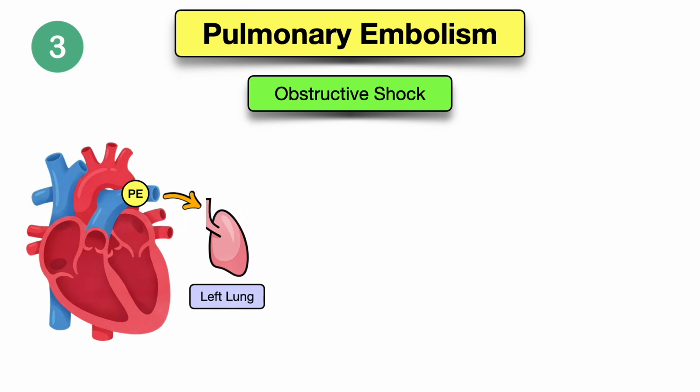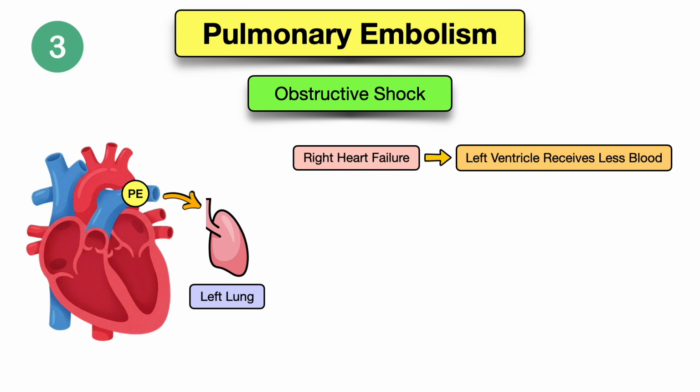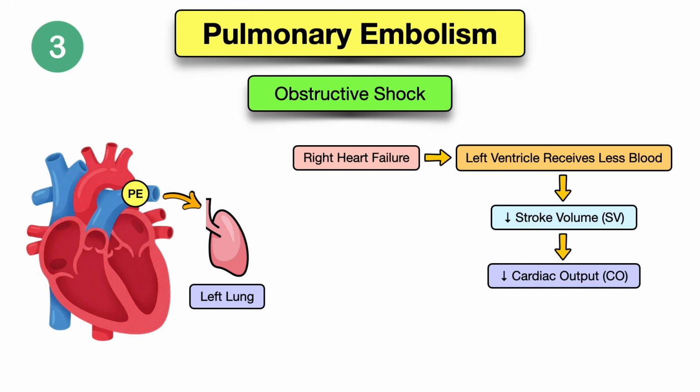A pulmonary embolism can also cause obstructive shock. We just talked about how a PE can cause the right heart to fail. This can lead to the left ventricle receiving less blood. This can then lead to a decrease in the amount of blood pumped out of the heart, called stroke volume. If stroke volume decreases, then this can decrease cardiac output. And if cardiac output decreases, this can decrease blood pressure.